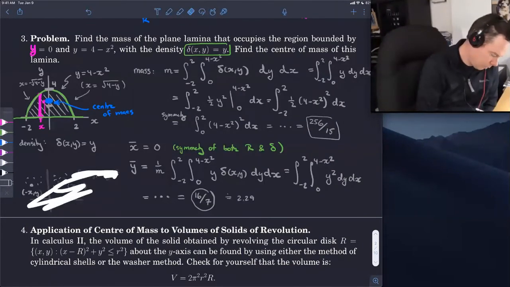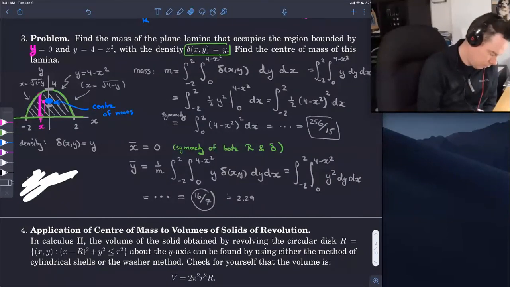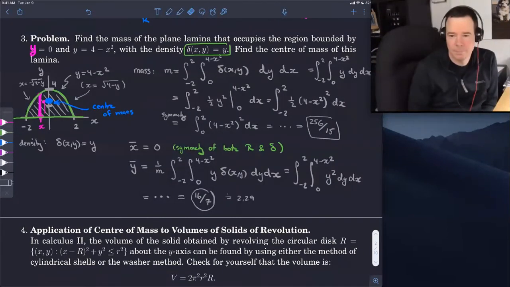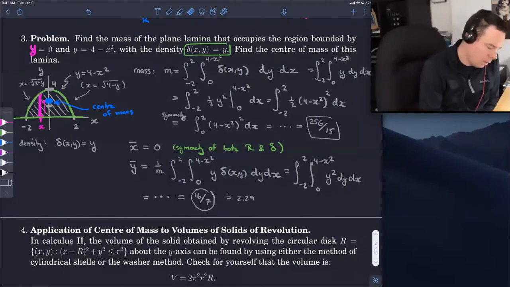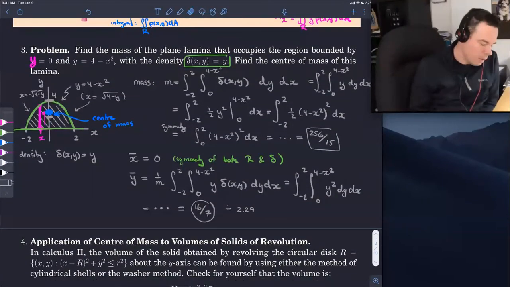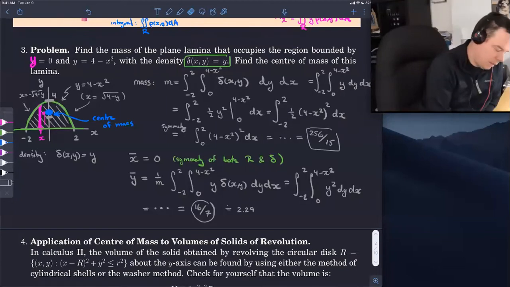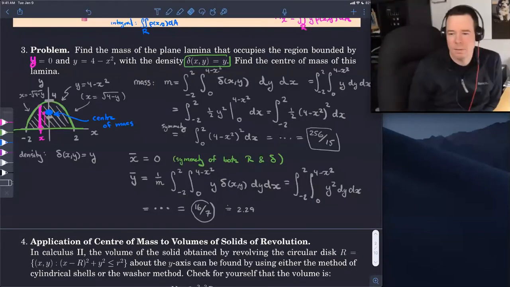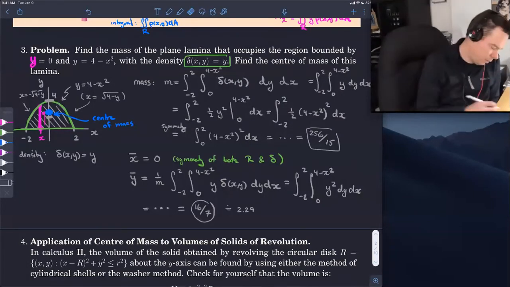Thank you. You're welcome. Professor, the density has the unit kilogram per meter squared, but y has the unit meters. So how can we equate density to y? Oh, you're asking about a unit here? Yeah. So the density at a given point is given by its y coordinate. But the units are different.